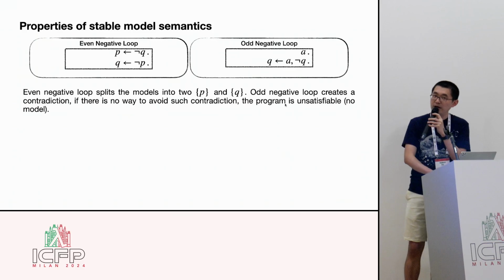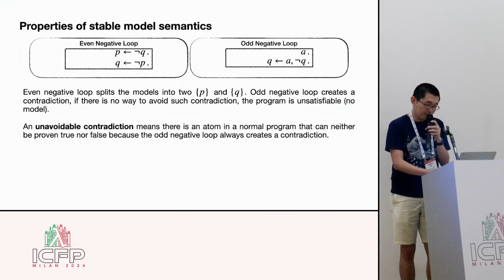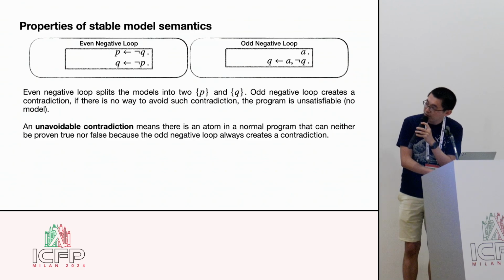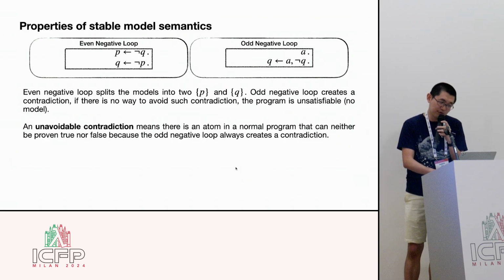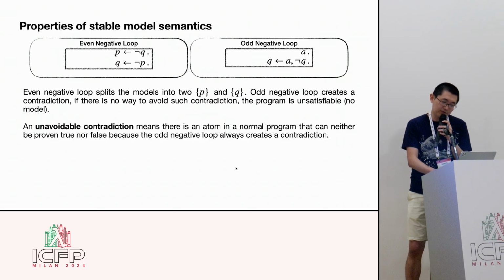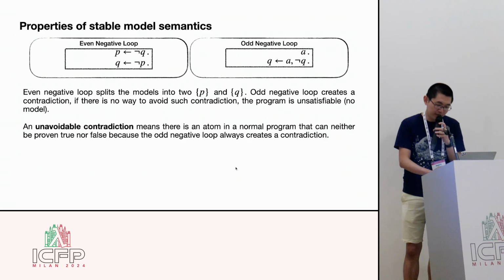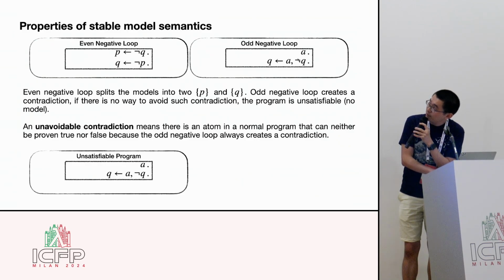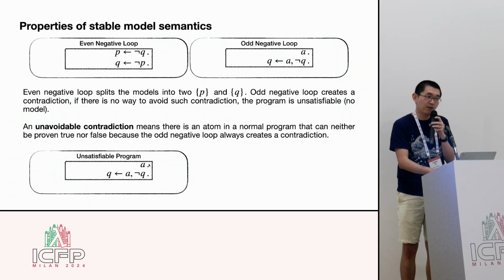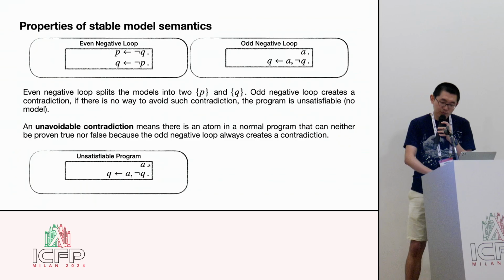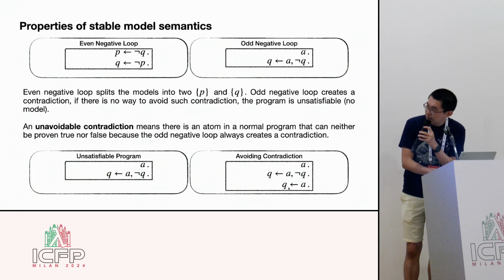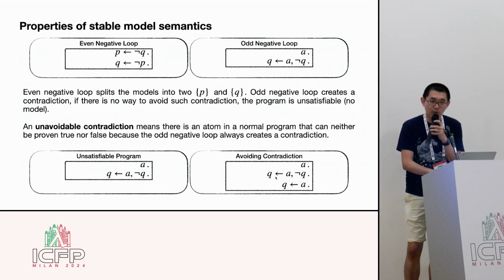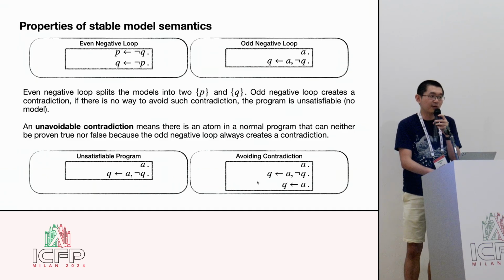This is all the actual things we need to handle in stableKanren. So an unavoidable contradiction, by definition, means there's an atom in the normal logic program that can neither be proven true nor false, because the odd negative loop always creates a contradiction, all right? So our odd negative loop here is unsatisfiable. But if we add one more rule, for example, the last rule here to say we can prove Q just by using A, now we avoid the second rule. Now this program becomes satisfiable.